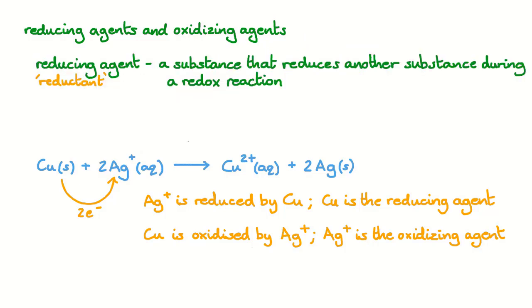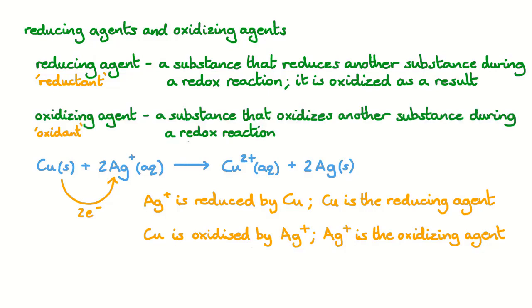A reducing agent, or a reductant, is a substance that reduces another substance during a redox reaction. As a result of this reaction, the reducing agent is oxidized, while an oxidizing agent, or oxidant, is a substance that oxidizes another substance during a redox reaction. And an oxidizing agent, because it oxidizes something else, is reduced as a result.